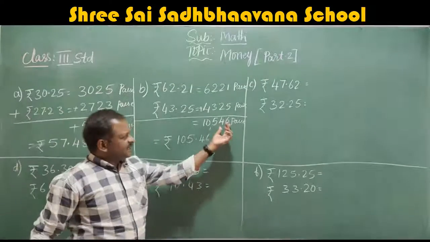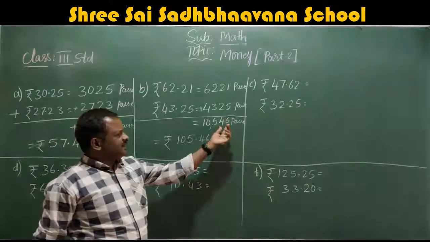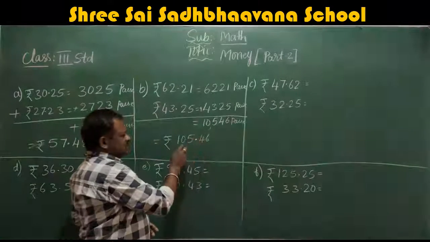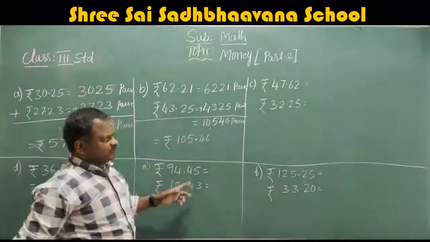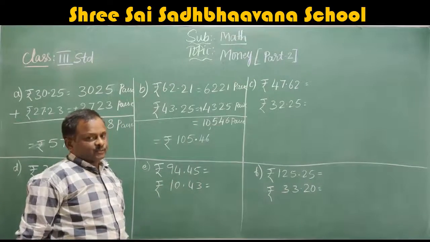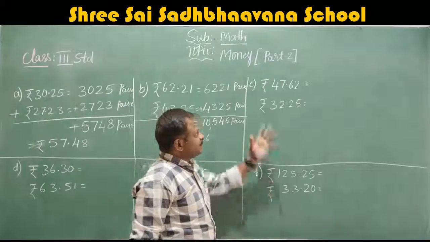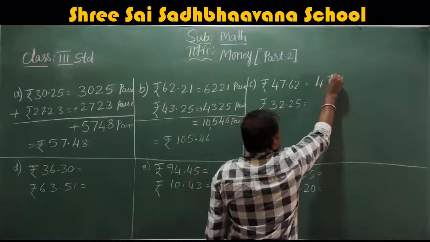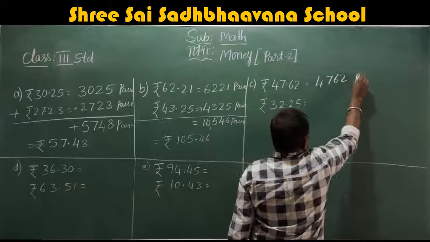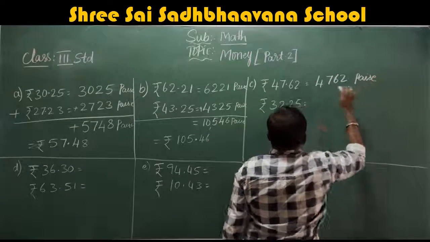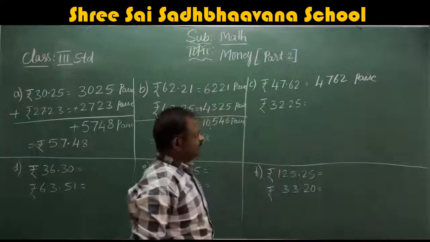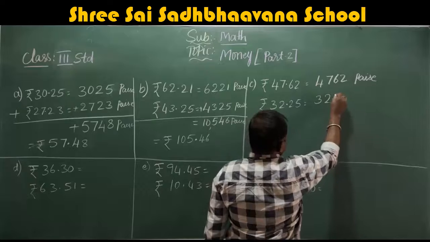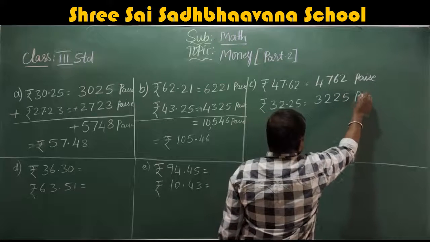105.46. Because writing the decimal point after two places, in between 5 and 4, you get the decimal point. So rupees 105.46. I hope you understand this also. Come to here, rupees 47.62. How can you write? 4762 paise. Next, rupees 32.25. How much will you write? 3225 paise.